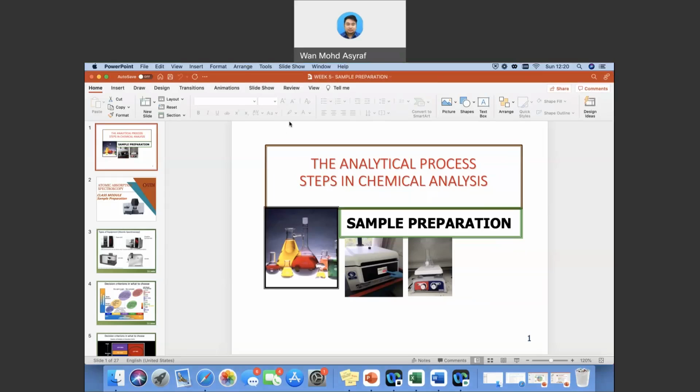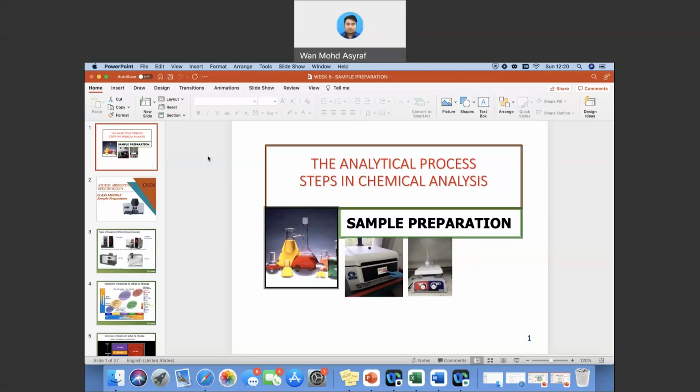Today we're going to be looking at chapter 5. This chapter 5 is the sample preparation for inorganic analytes. Basically, the sample preparation is going to involve only spectroscopic methods, the ones that we have learned in the previous two chapters of atomic spectroscopy: atomic absorption spectroscopy and atomic emission spectroscopy.